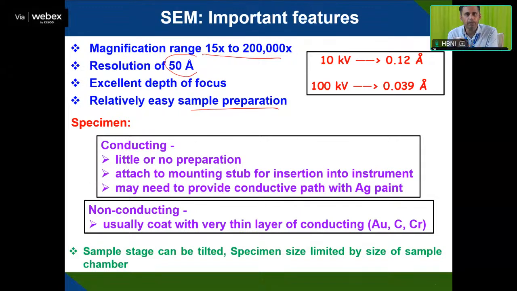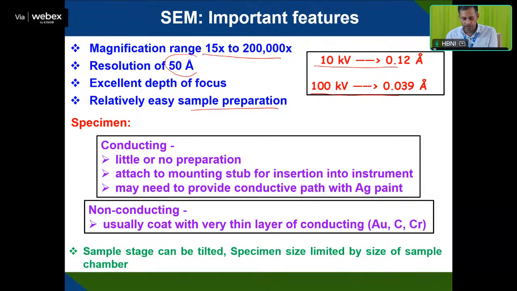SEM sample preparation is very easy as compared to the transmission electron microscope. SEM operates at 10 kV to 100 kV, mostly 30 kV, with a wavelength on the order of 0.02 angstrom. For sample preparation, if you have a conducting sample, you have no need of any special preparation.